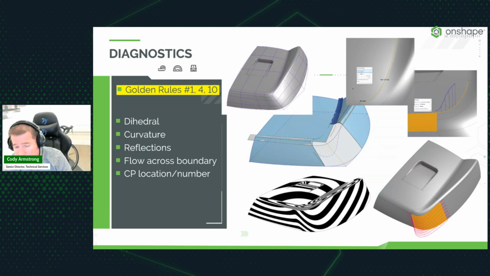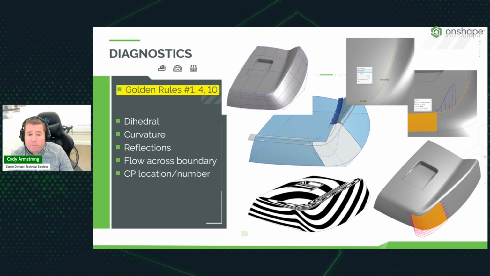Next tip, and this is an important one, and I would say this about any surface modeling that you do, and it ties very much into the theme of not building too far into the model before understanding you have a problem. And that is diagnostics. As you're building, Onshape has a whole suite of diagnostic tools: dihedral analysis, curvature maps, reflections, flows across boundaries. You can define the number of CPs, the control points, and the location of those control points within a surface. There's even a custom feature that allows you to do that.